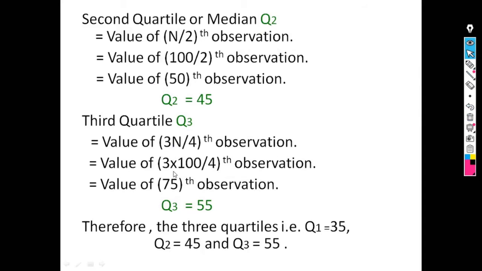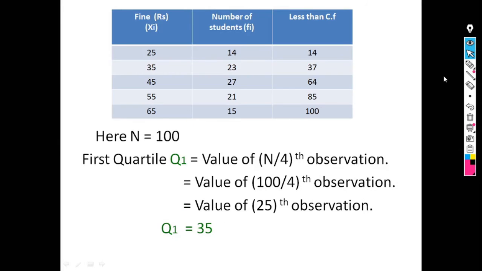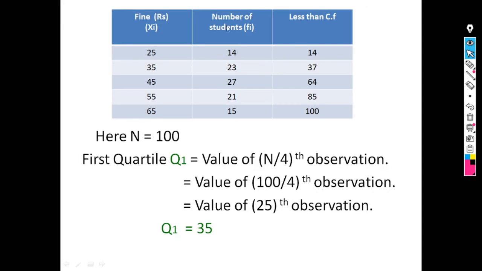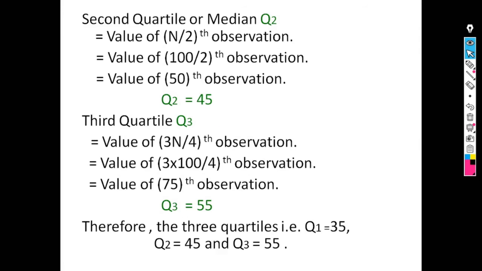In this way we can calculate the quartiles for a discrete frequency distribution. So for a discrete frequency distribution, Q1 is the value of the n by 4th observation, Q2 is the value of the n by 2th observation, and Q3 is the value of the 3n by 4th observation. We just add one more column, the less than type cumulative frequency, and from it the value corresponding to that frequency gives our quartiles, that is Q1, Q2 and Q3.